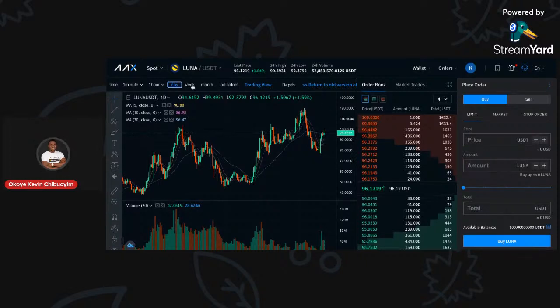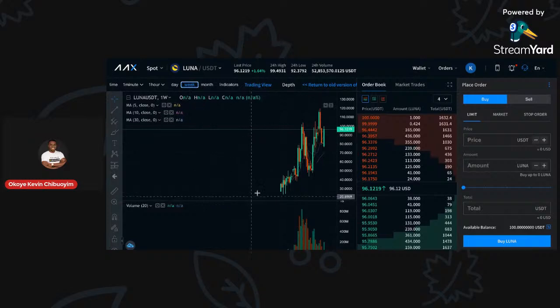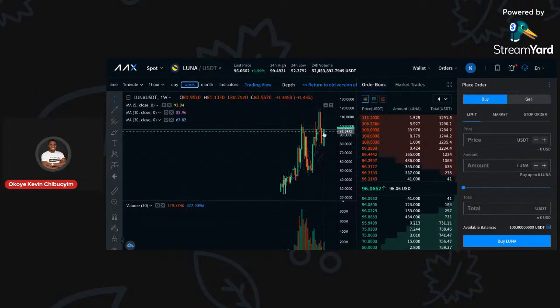Now let's check it by week. In a week since they listed this coin, it has been pumping. Actually, if you look at it from the weekly time frame, it has been pumping, dropped, pumped again, up to 118. Right now it's actually still pumping. It went down and it's still pumping up to 96, 99. It went as high as 100 actually. So all these lines you're seeing here, all these candlesticks, actually represent time frames.